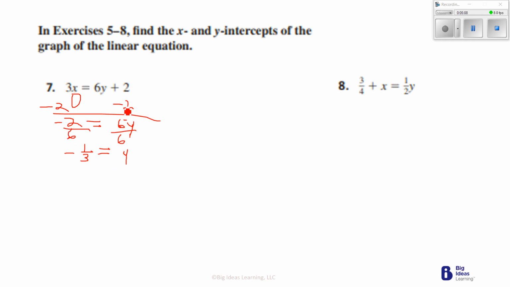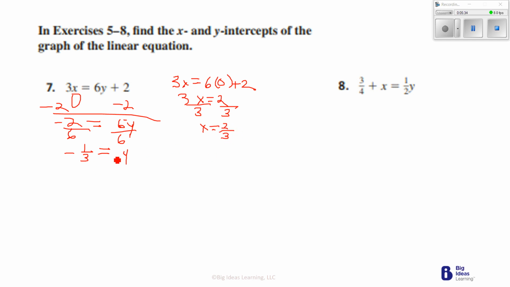When I make y 0, this would be 3x equals 6 times 0, plus 2. That's just going to give me 3x equals 2. And that, of course, is going to make me divide by 3 on both sides. Give me x is equal to 2/3.